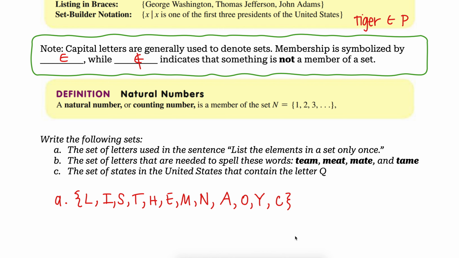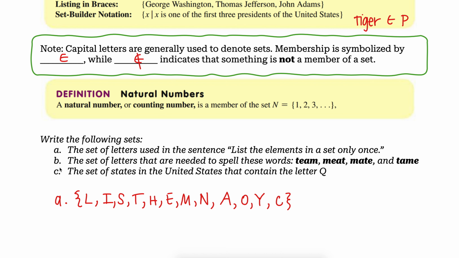Okay, so there's all the letters, and you list the elements in a set only once, okay? And again, you could put them in alphabetical order if you wanted to. Order does not matter, and you don't need to repeat letters.